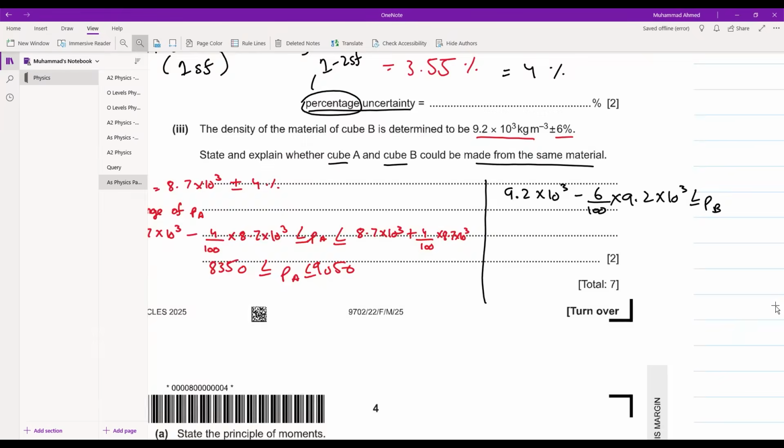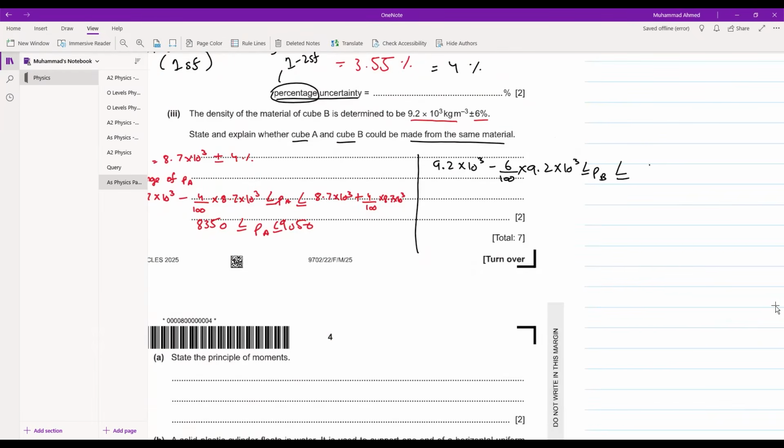How will you calculate the upper bound? 9.2 into 10 raised to the power of 3 plus 6 over 100 into 9.2 into 10 raised to the power of 3. Let's calculate the range of densities of B as well. This comes out to be 8650, and this comes out to be 9750.